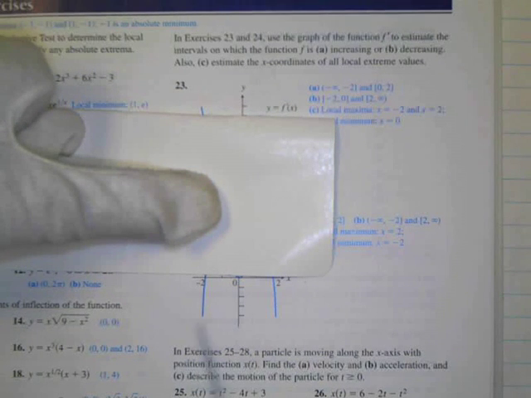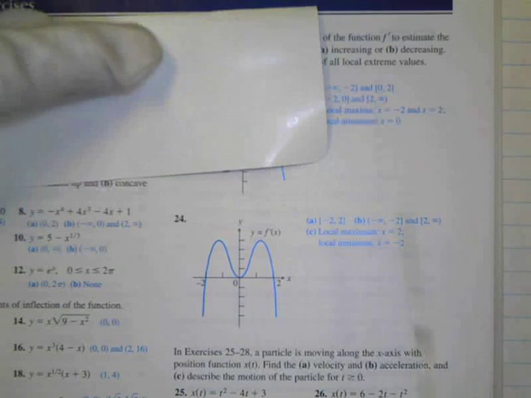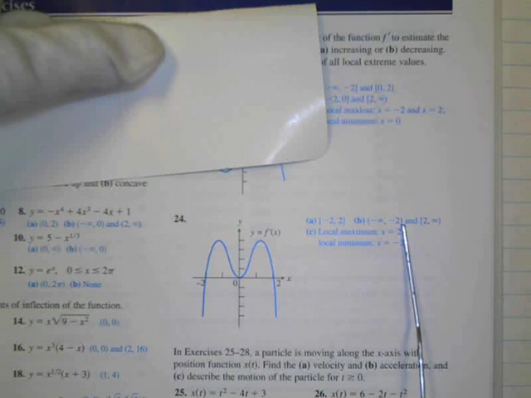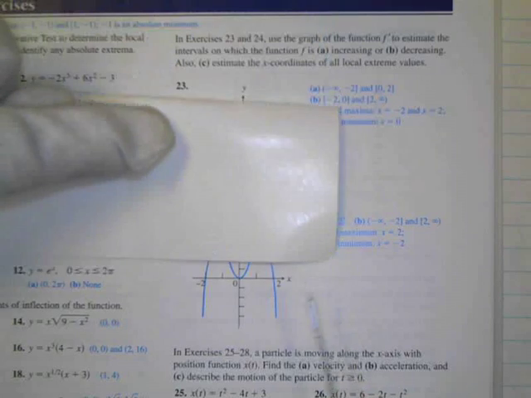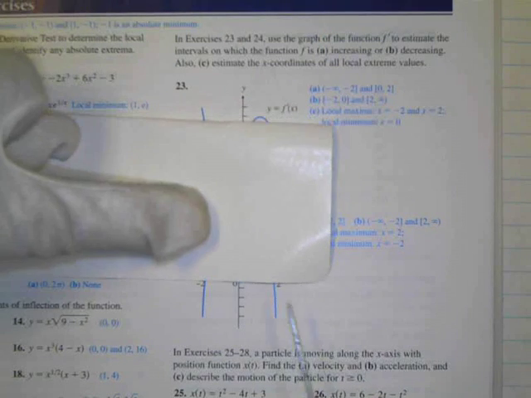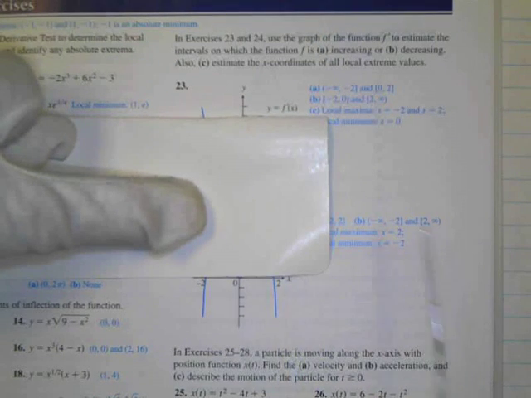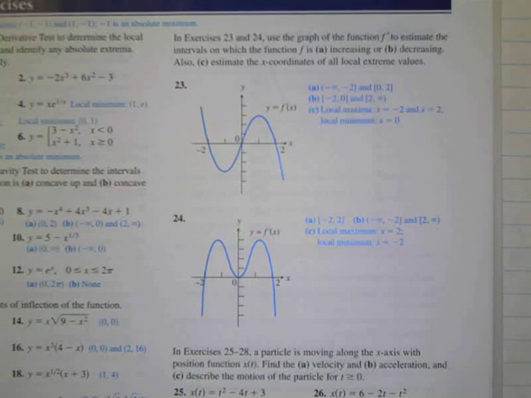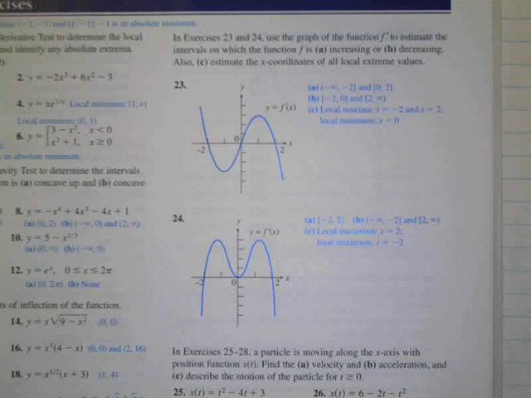So that's going to be negative infinity to negative 2, and from 2 to infinity, closed, because it's below the line. So the derivative is negative, which means the function is decreasing. Okay? And again, the local maximum and local minimum extreme values.